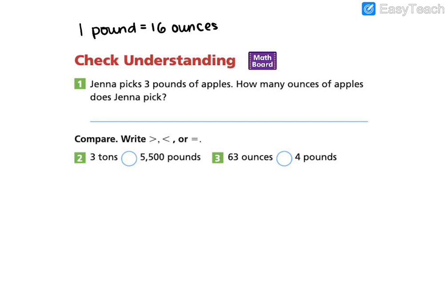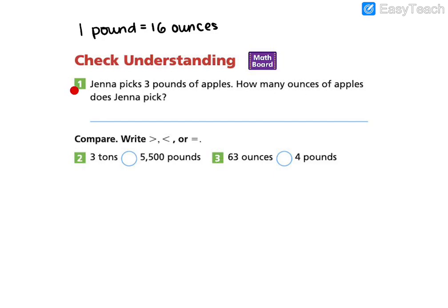An ounce is a customary unit for measuring weight. A slice of bread weighs about 1 ounce. You might remember that from our previous lesson. But there are 16 ounces in 1 pound. And once we have that information, then we can work on solving our check understanding.